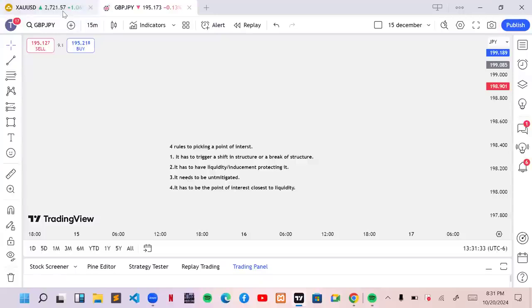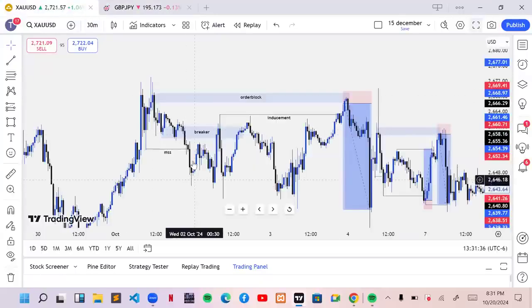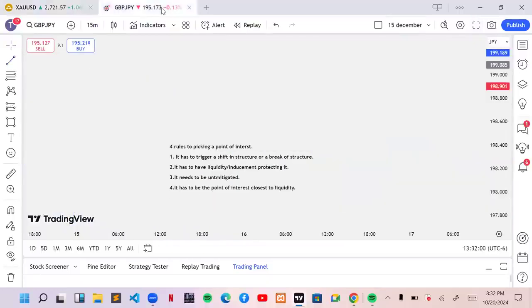Third rule, it needs to be unmitigated. Now this is where it comes in. Now, this is our breaker block, this is our other block. But this is our breaker block. Because remember, I said mitigation is when market price comes to tap a point of interest after a shift of market structure. This is our breaker block right here, and this is our other block. But after the shift of market structure, market actually came back to tap into this breaker block, meaning that this breaker block has now been mitigated, now disqualifying it from our point of interest that we can use to take a trade.